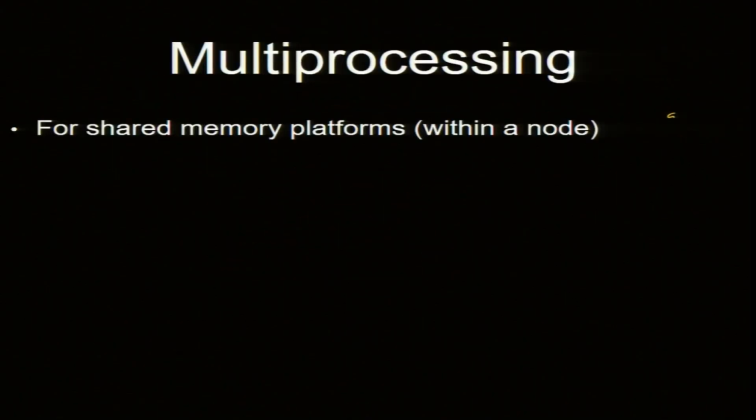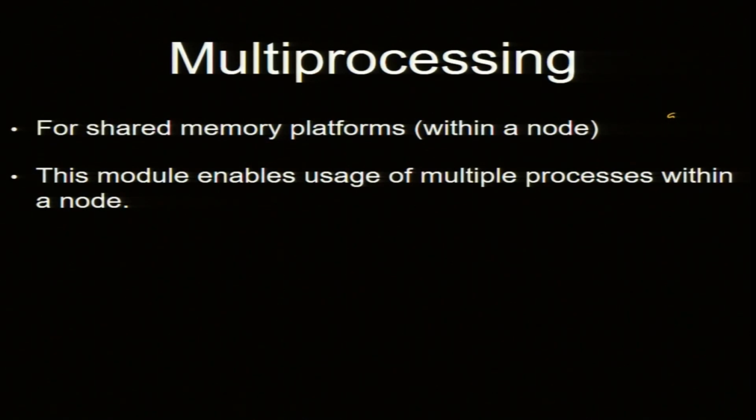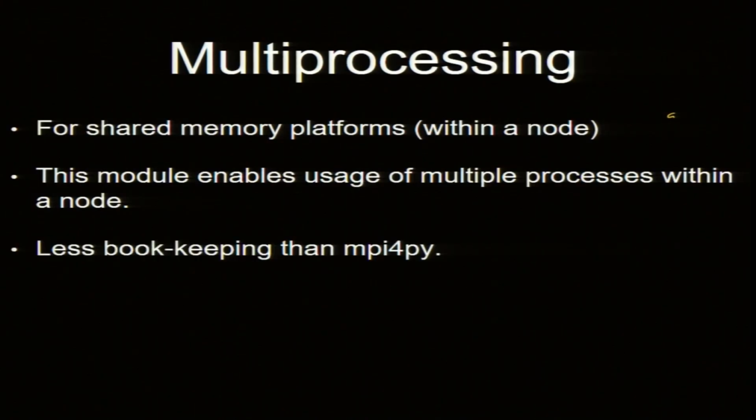So, the idea is for shared memory platform, this is for shared memory. The memory is shared by all the processors; every processor can see that memory. This module enables usage of multiple processes within a node. Your laptop has, let us say, 4 processors, you can work with 4 of them. We saw in Numba, we did not know what was being done inside, but there was a good speed up. You can do that with multiple processes in a laptop or in a computer which has 32 cores. Less bookkeeping than MPI.